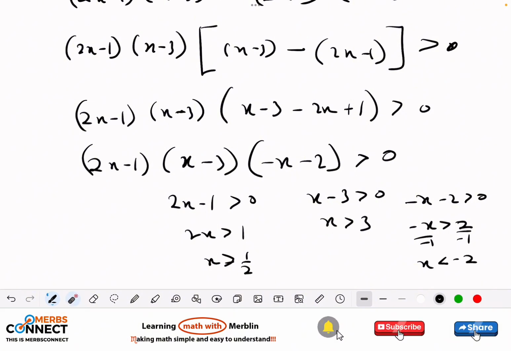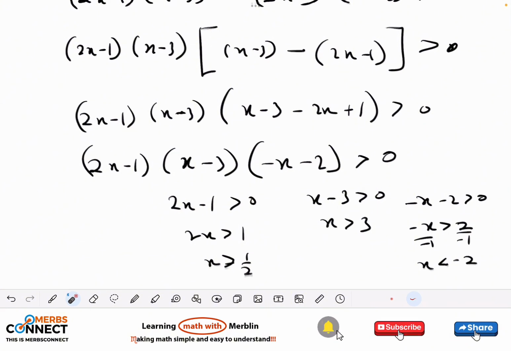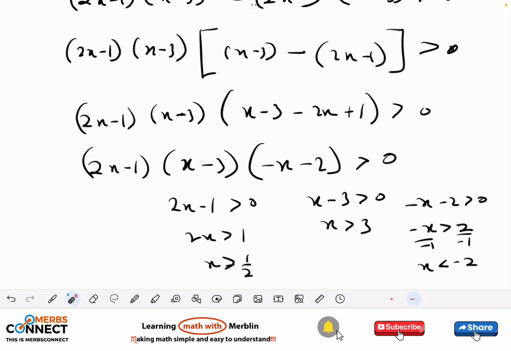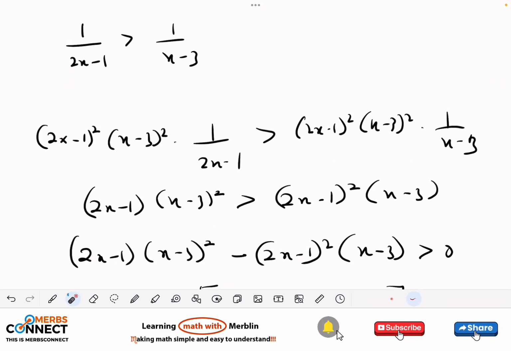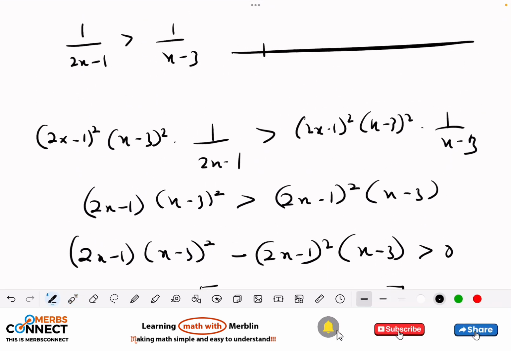So I have 3 points. I have this, I have this, I have that. I'll draw it on the number line and try and check if it satisfies the equation that we started with. Is that right? Good. So let me draw the number line here. Which is the least? So we have half, we have this. So the least is minus 2, followed by half and 3.